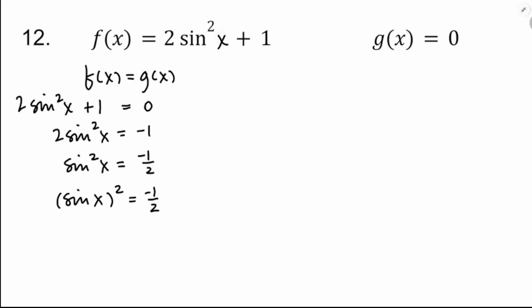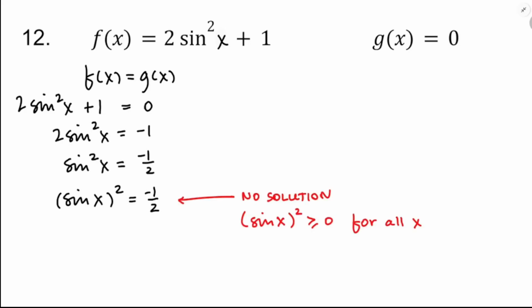So in this case, if I take sine of x and square it, I'm going to get a positive number. So this equation is going to have no solution. My reason is that sine of x squared, like I said, is greater than or equal to 0 for all x, or at least the types of x that we work with in this class.